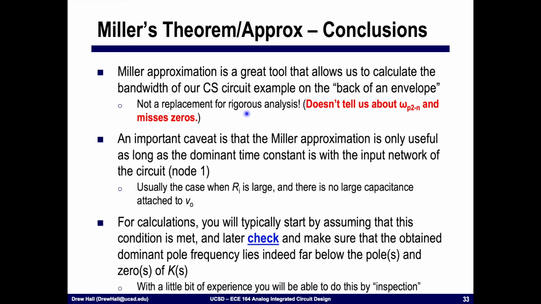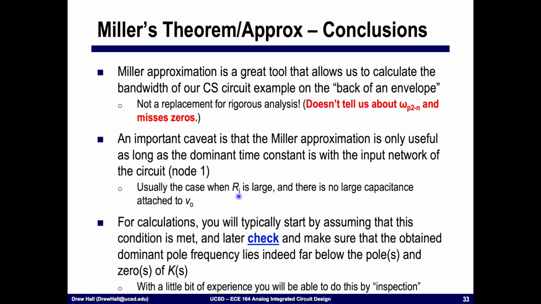It's always important to remember that the approximation is only useful as long as the dominant pole is really at the input. Okay? And this is almost always the case when you have a large input impedance and there's not a large capacitance attached to the output. Okay? If we have a large capacitance at the output, we could actually have the dominant pole at the output.